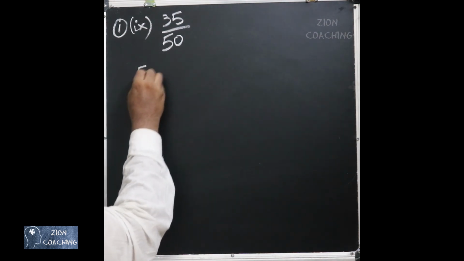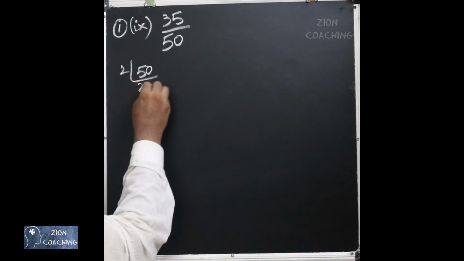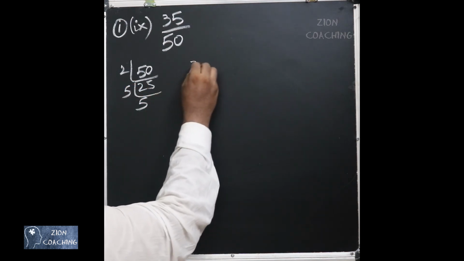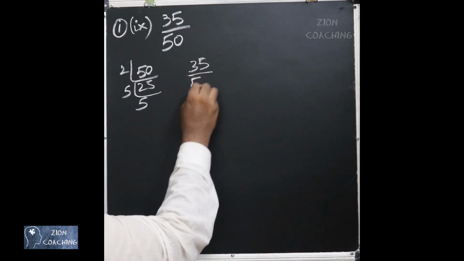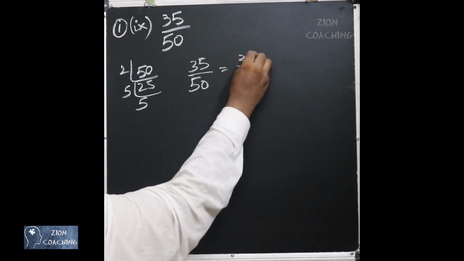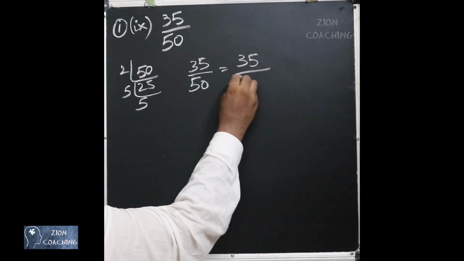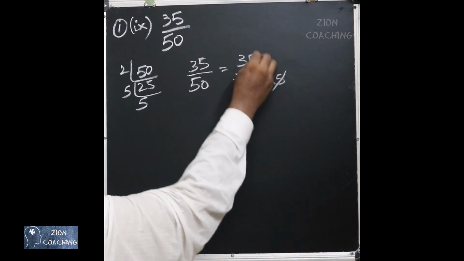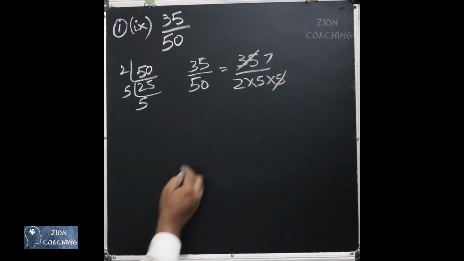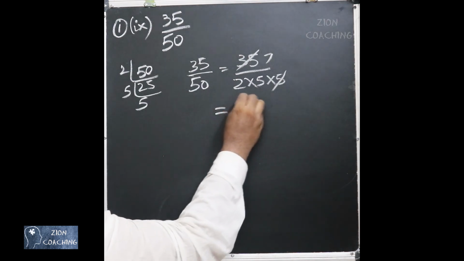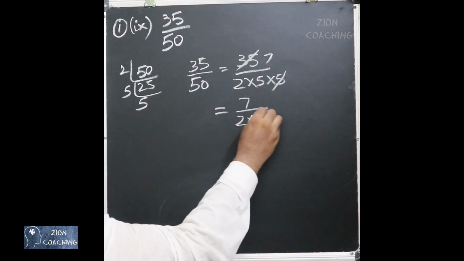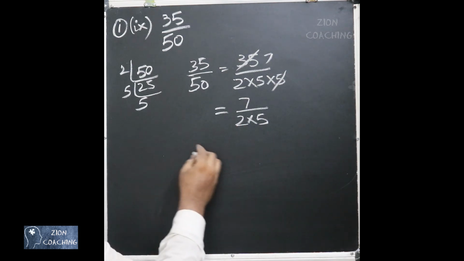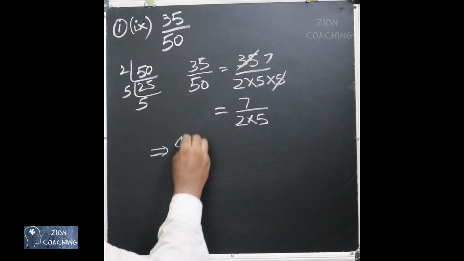When you prime factorize the number 50, it is 2 times 25, 5 5s are 25. So this number 35 by 50 can be written as 35 by 2 into 5 into 5. Now 1 5 can be cancelled. 7 5s are 35. What you have is 7 by 2 into 5. So you have only 2 and 5 in the denominator. Therefore it is terminating.